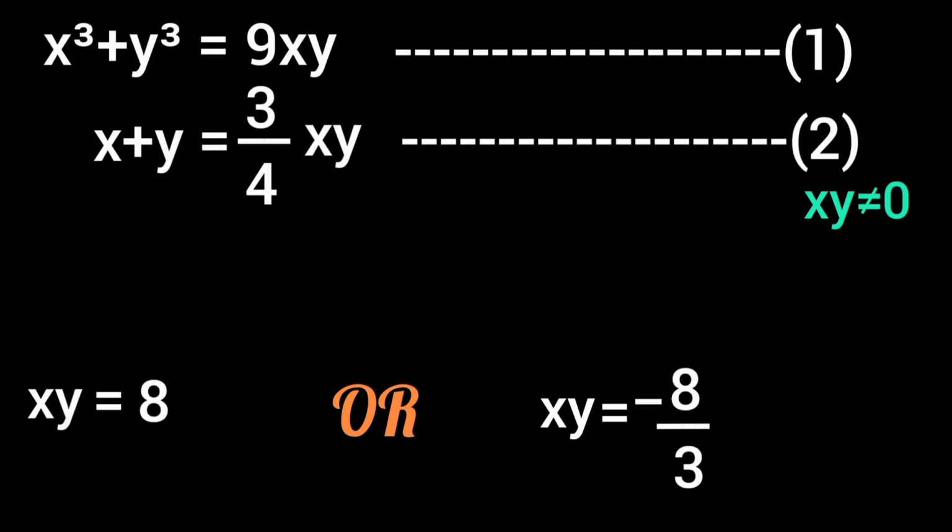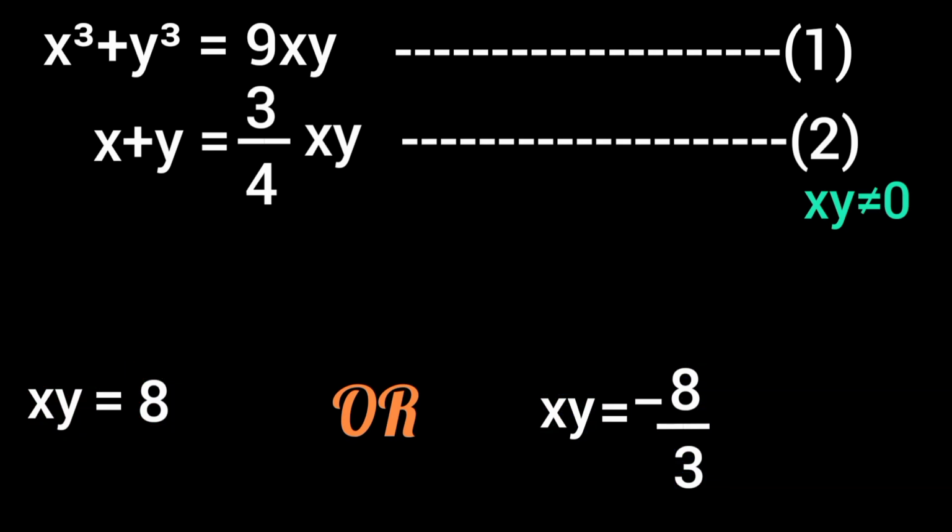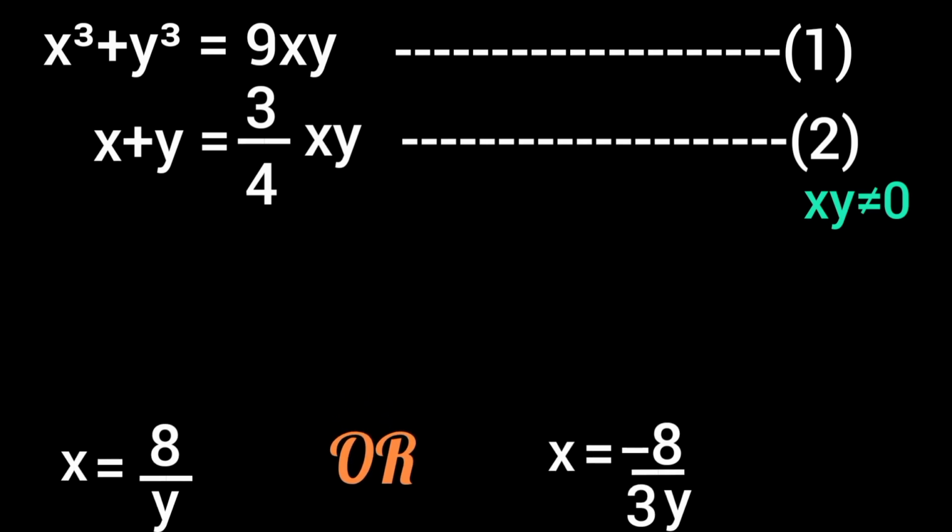goes to show that the value of x and y for both of these equations are not the same, because obviously the same number cannot multiply itself to produce more than one result. So we have to find the value of x and y for both of these equations, and we can start by making x the subject of the formula in both equations.